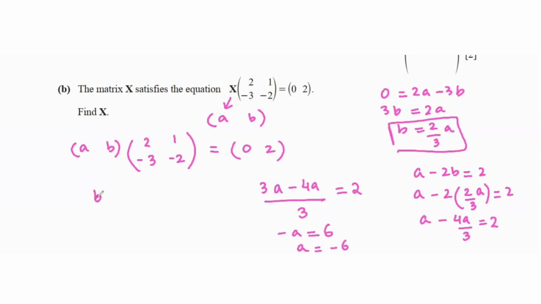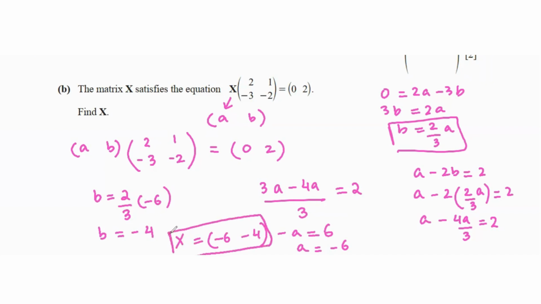So for B, I'm going to do 2 over 3 times -6, which is going to give us -4. So X is going to be -6 and -4. That is your answer.